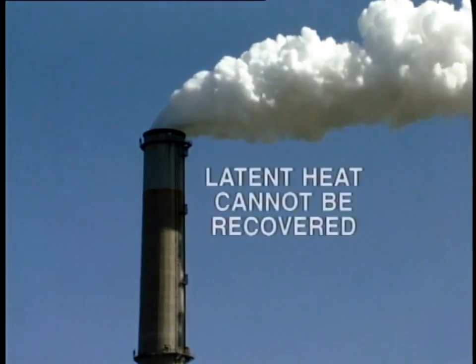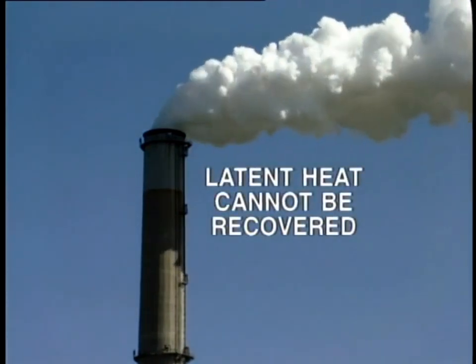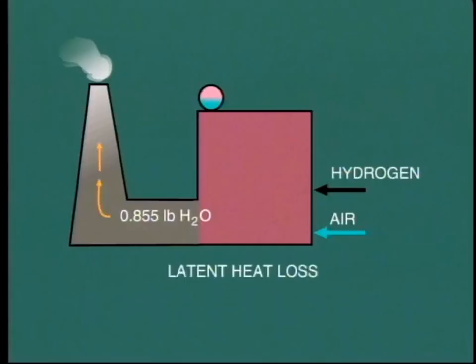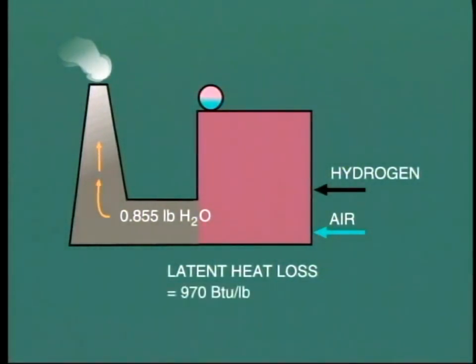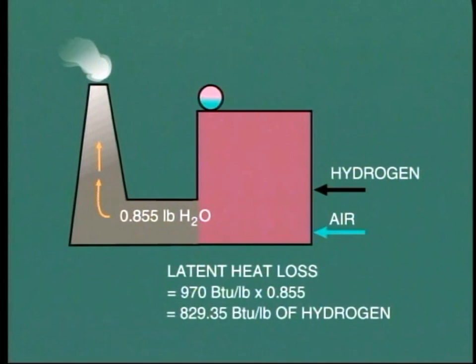This means that the latent heat which is contained in this vapor cannot be recovered. This adds up to a fairly significant amount of heat, 970 BTU per pound of water. In the boiler in question, this represents a heat loss of 0.855 pounds times 970 BTU equals 829.35 BTU for each pound of fuel burned.